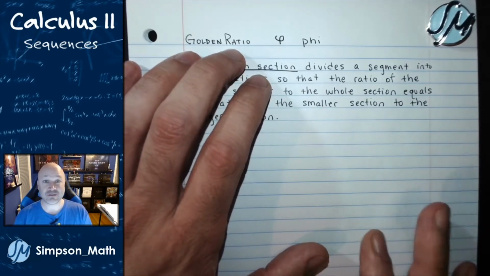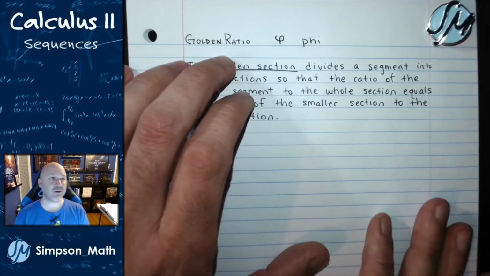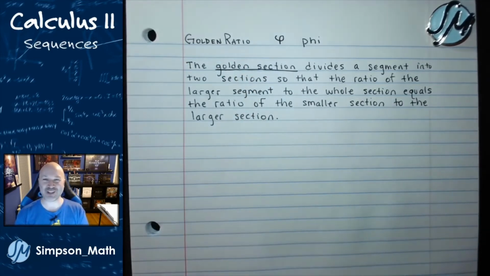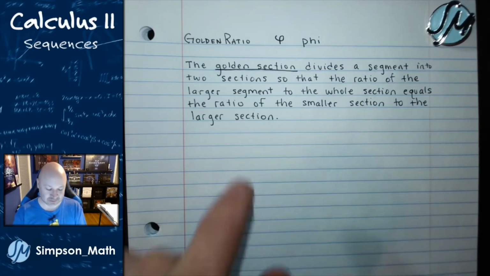I encourage you to just Google or YouTube search golden ratio, go down that rabbit hole and just watch videos for hours. It's very cool how it pops up in math, of course, and how we use it in architecture and paintings, and you see it in nature. But for our purpose, I want to at least introduce you to the number phi, and the way I'm going to do it is I'm going to talk about the golden section.